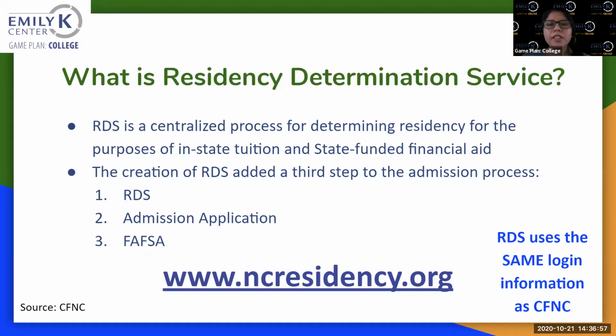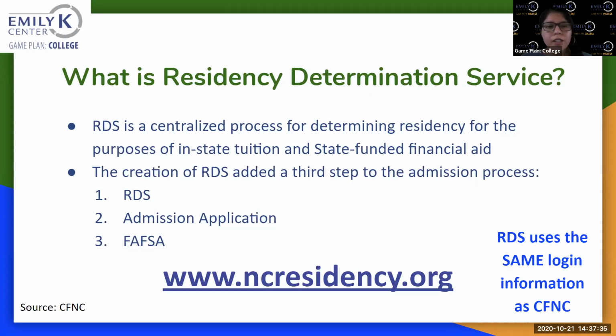every state has different grants and scholarships that they give to students who are just for the state of North Carolina or whichever state they're in. So this is an additional step that you must complete if you're applying to North Carolina public schools. You will need this number on your applications, in addition to submitting your regular admission application and completing your FAFSA. So you want to go ahead and knock out RDS first thing of the college application process.